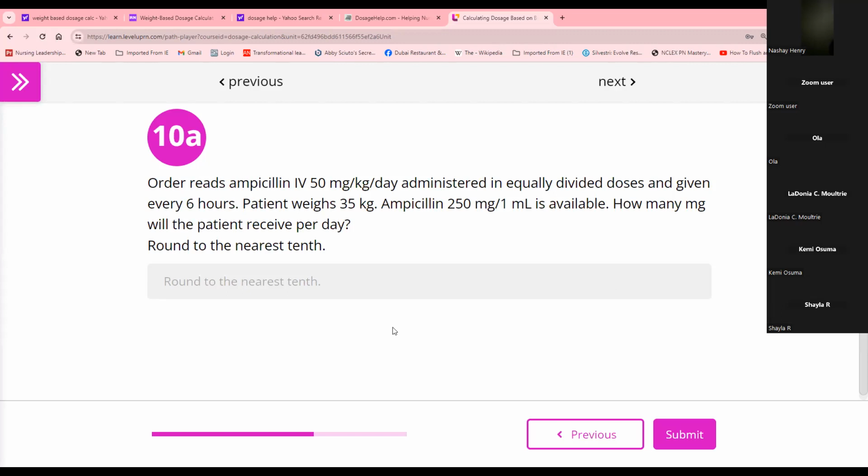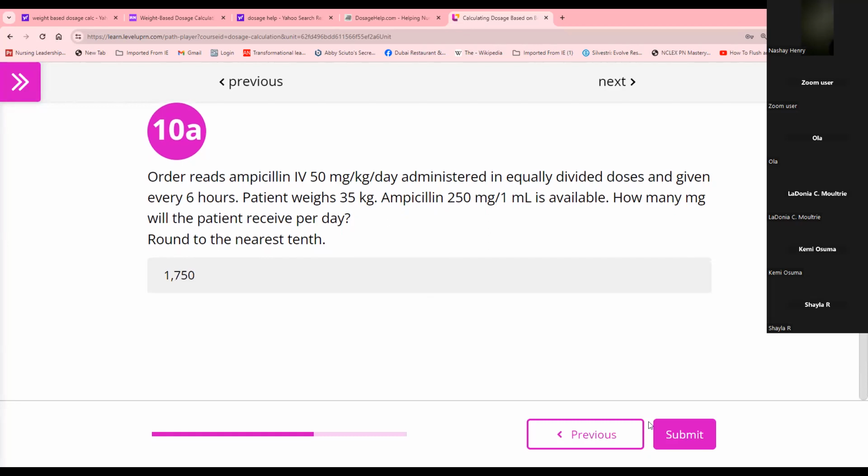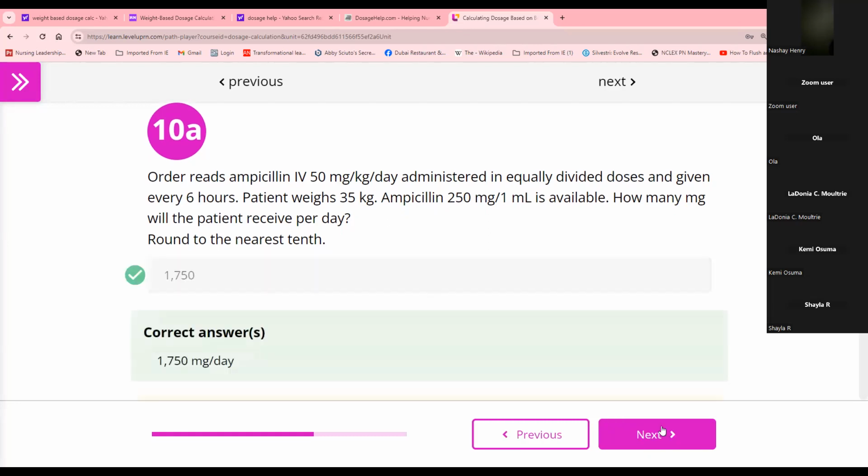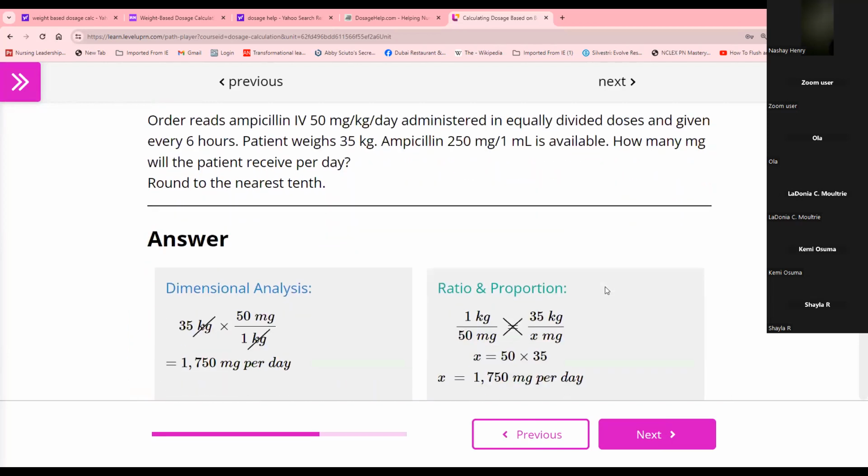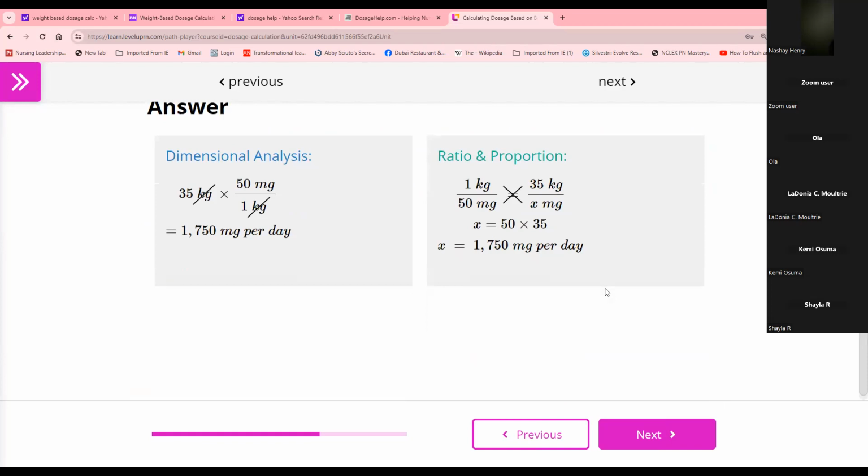Okay, what do we end up with for our daily dose in milligrams? 1,750 milligrams. 175.0 or 1,700? 1,750. Yeah, that's what I got. 1,750, right. Very good. Okay, there's your math. Yeah, that's what I got.